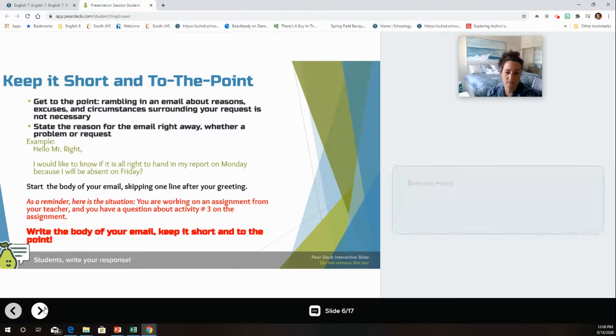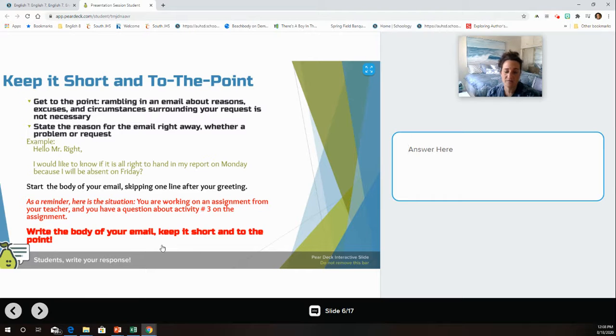The next one wants you to write the body of the email. So this is what you're really going to write to your teacher. They told you to keep it short and to the point. So they've given you some examples right here. You're stating the reason for the email right away, okay? Whether it's a problem you're having or a request or something that you need. So the example they have is, hello, Mr. Wright. I would like to know if it is all right to hand in my report on Monday because I will be absent on Friday. So it's just very quick and very short.